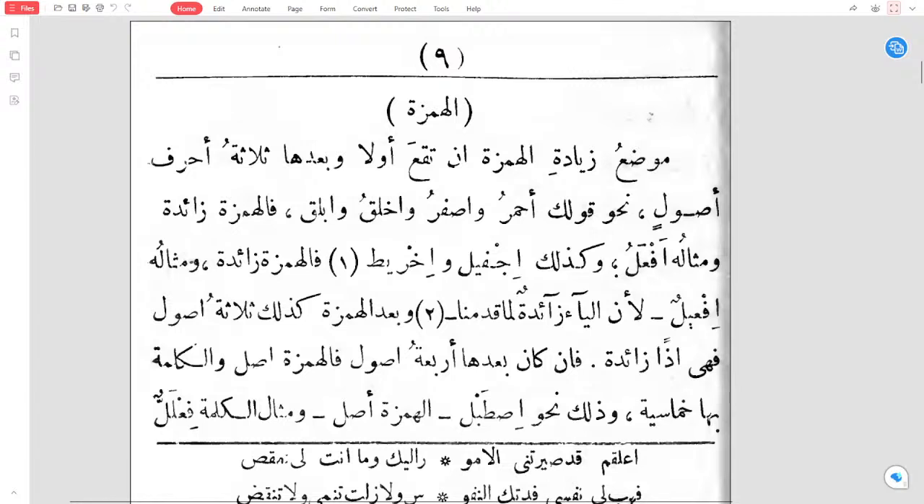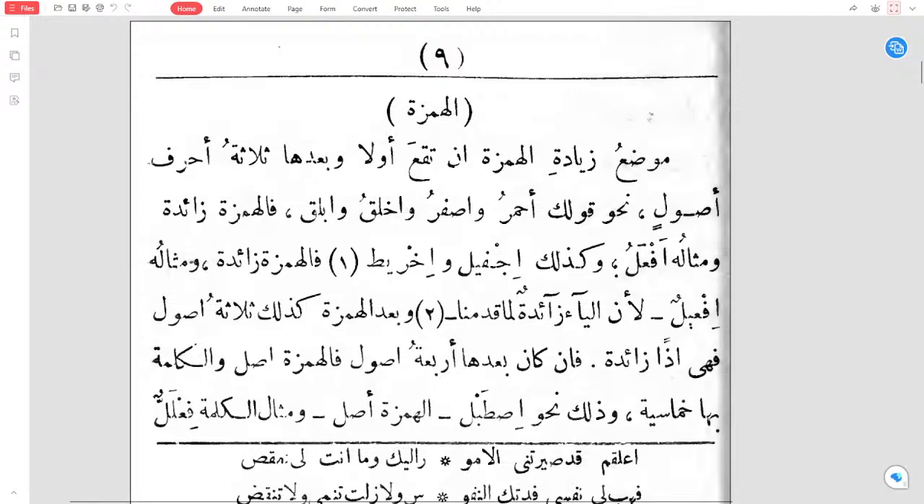فالهمزة زائدة ومثاله أفعل. The Hamza is extra and its scale will be said to be أفعل. So the root letters are given fa, ain, lam in place of them, and the زائد letter, which is the Hamza, it remains. So we'll say أفعل.